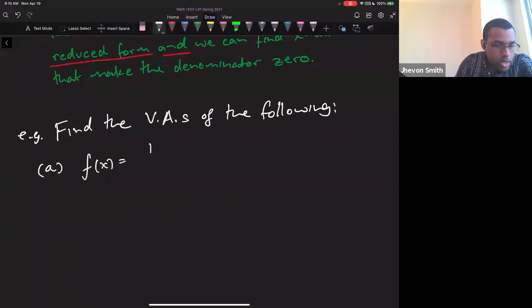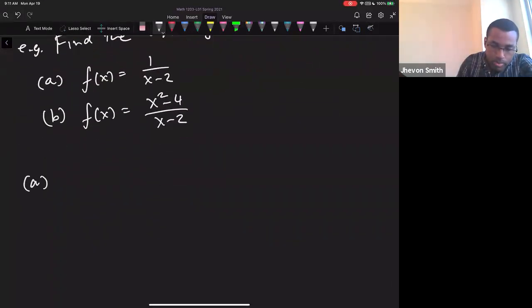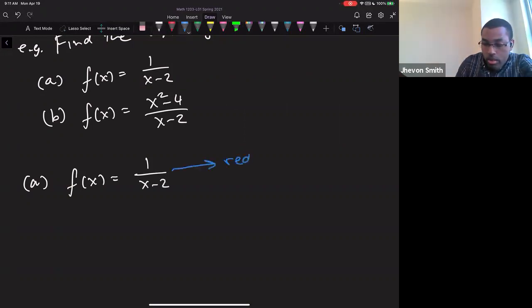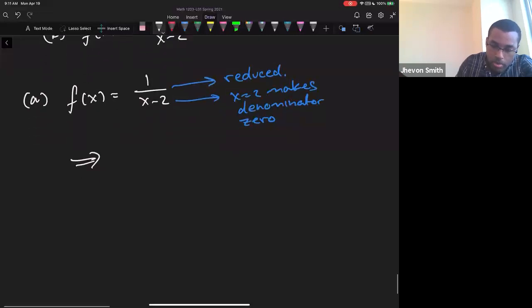So I can have f of x, say it's 1 over x minus 2. And f of x equals x squared minus 4 over x minus 2. If you look in part A, f of x equals 1 over x minus 2. You'll notice that this is reduced. And you also notice that x equals 2 makes the denominator 0. And so this basically means x equals 2 is a vertical asymptote.